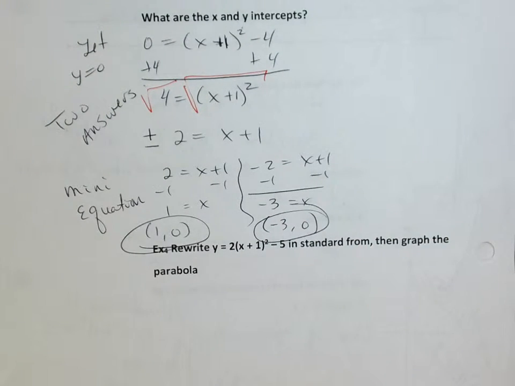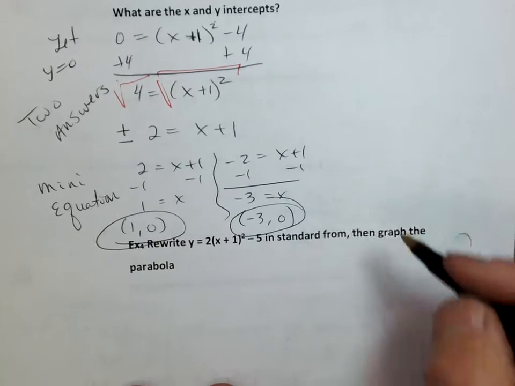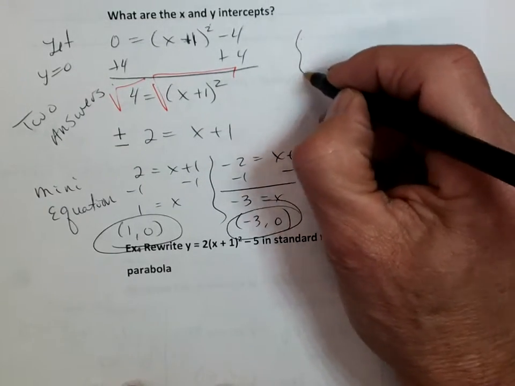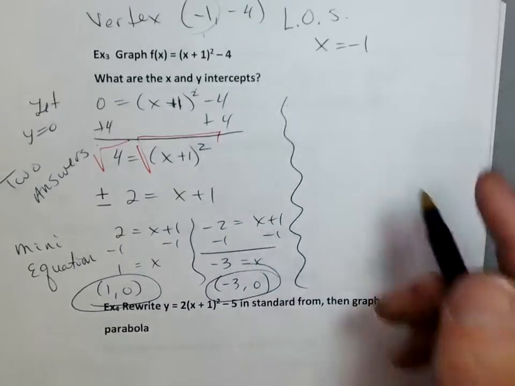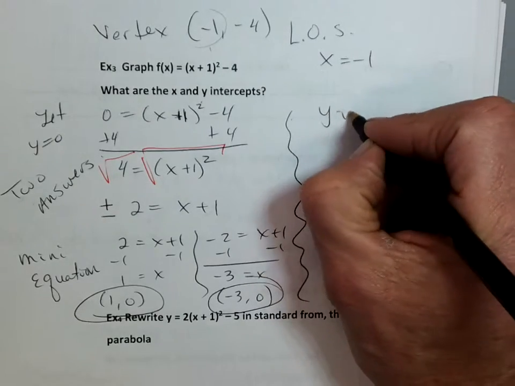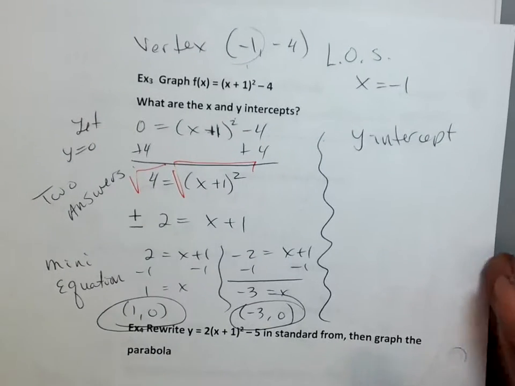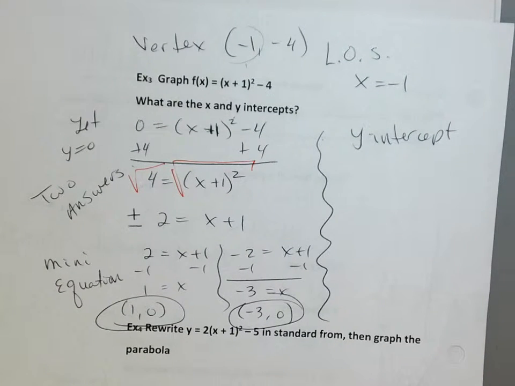Okay, I've got just about everything I want to graph this. Just about. One last thing I want to do real quick is find the y-intercept. Why are we going to find the y-intercept if we already have the x ones? Because I want you to. Let's get everything, right?